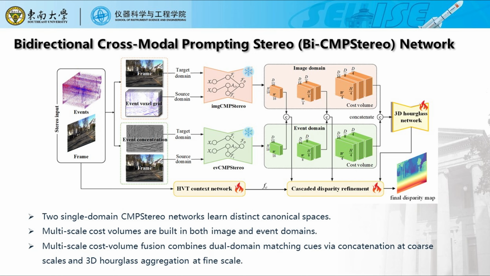After obtaining the two canonical representations, we build multi-scale cost volumes in both the image and event domains. These cost volumes encode stereo matching cues from two complementary perspectives. Then, we fuse the dual-domain cost volumes in a multi-scale manner. At coarse scales, we concatenate the cost volumes from the two domains to combine their complementary matching cues.